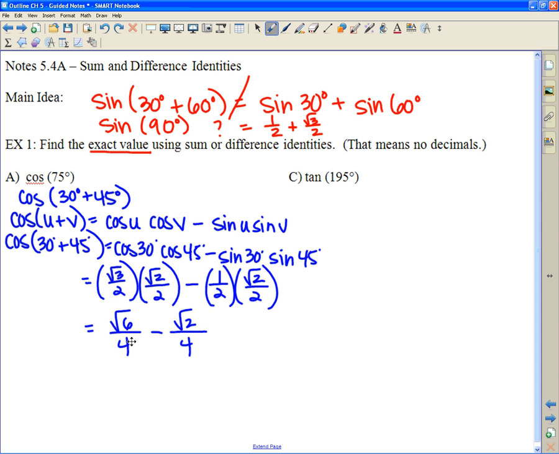Since we have a common denominator, we can make these two terms into 1. So our denominator is over 4. However, root 6 minus root 2 cannot be simplified. So you just leave it. Root 6 minus root 2 over 4.